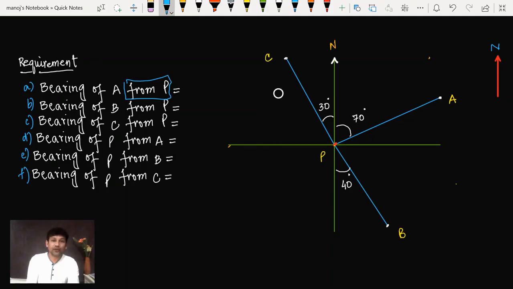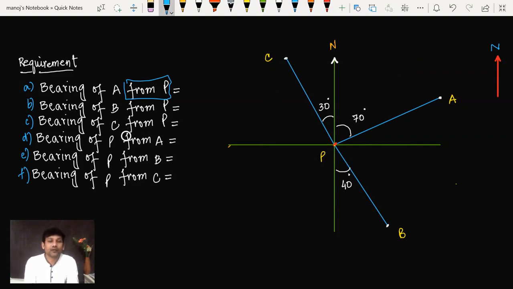From B, B should have north, and north is always up. This is very important: if north is up, I have to draw it up. I will give one more example at the end, a more difficult question, where north is not up but points in another direction. That is also possible. From C, C should have north.